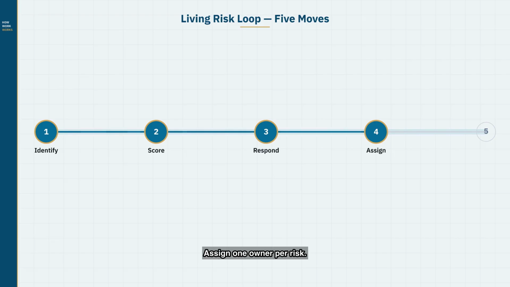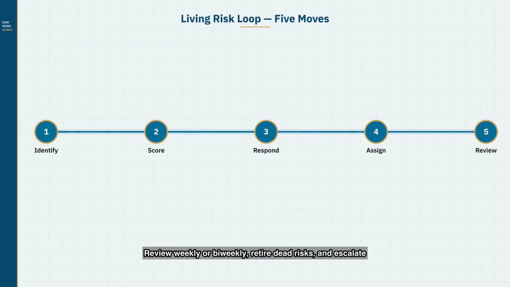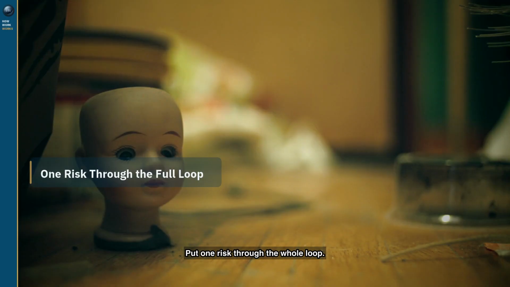Assign 1 owner per risk. Watchers can help, but owners decide. Review weekly or bi-weekly, retire dead risks, and escalate triggered ones as issues. Put 1 risk through the whole loop. Website migration. DNS cutover. Watch it climb the matrix, then watch the score move after a dry run.